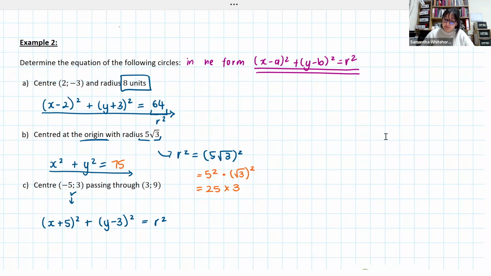Nice, Lumelo. Anyone else got any suggestions? I can see what Lumelo said. I don't think the rest of you can. How are we going to find r squared?